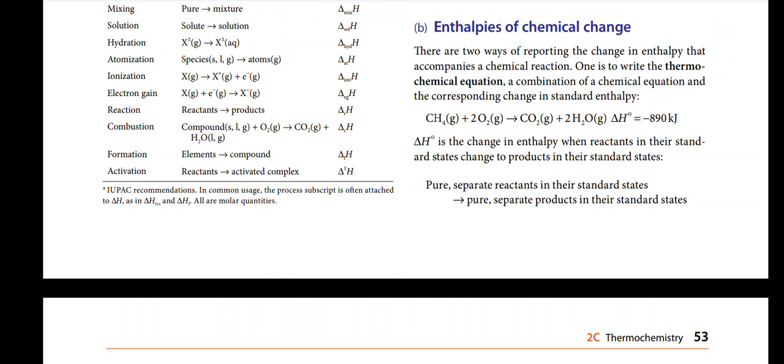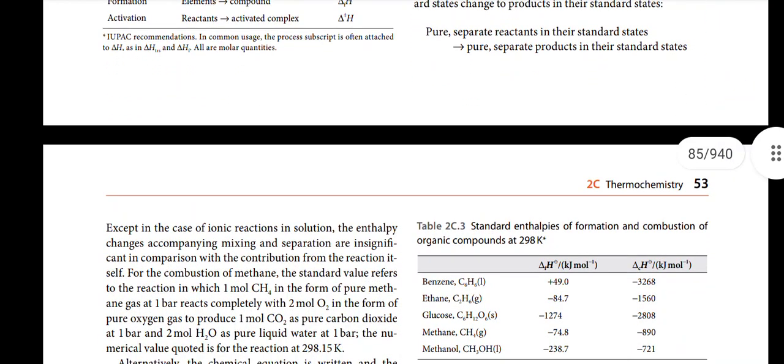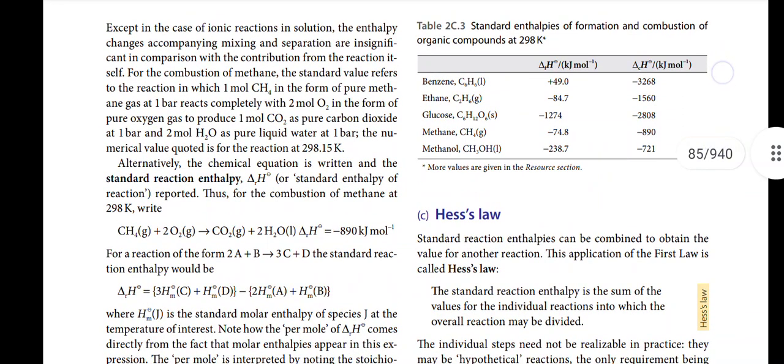Now, delta H naught is the change in enthalpy when reactants in their standard states change to products in their standard states. Pure separate reactants in their standard states change into pure separate products in their standard states. Except in the case of ionic reactions in solution, the enthalpy changes accompanying mixing and separation are insignificant in comparison with the contribution from the reaction itself.